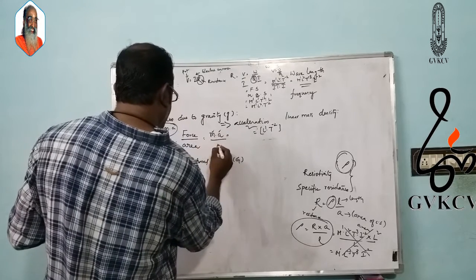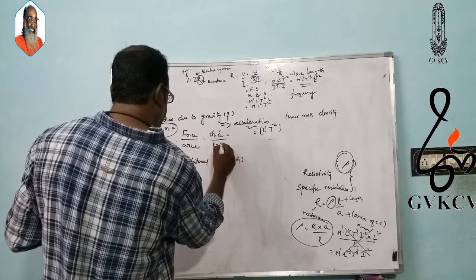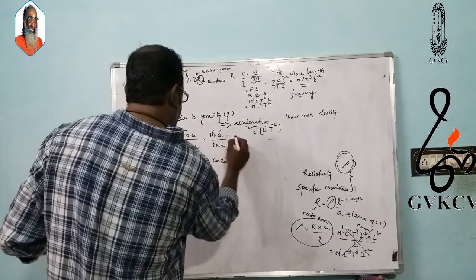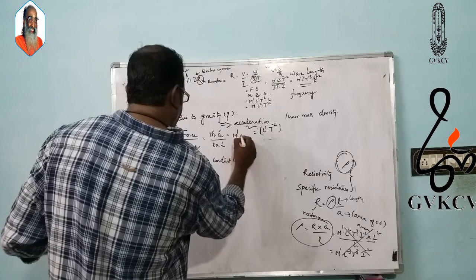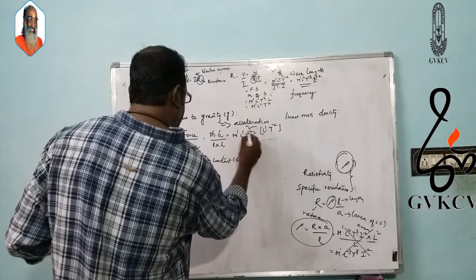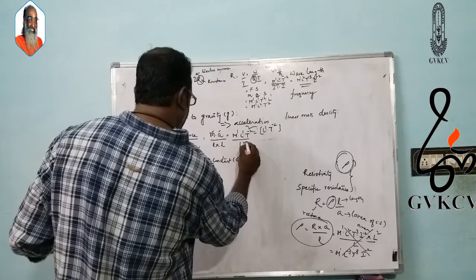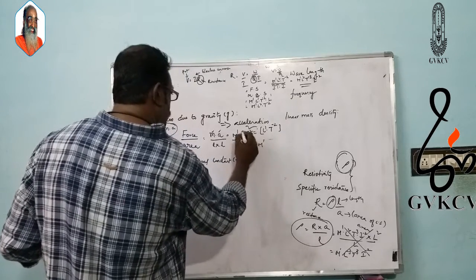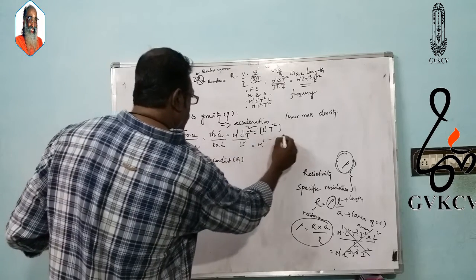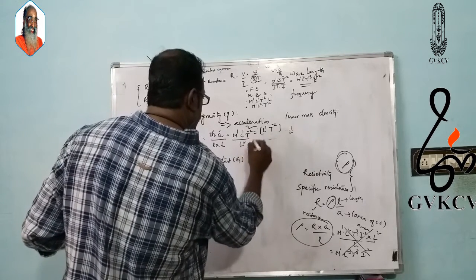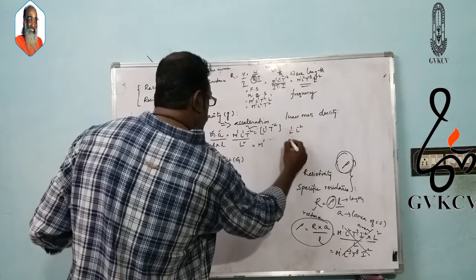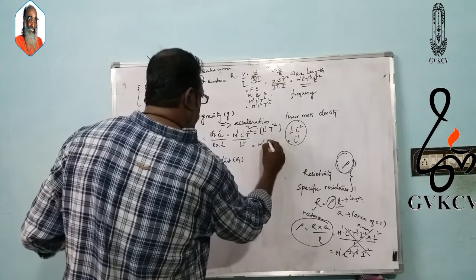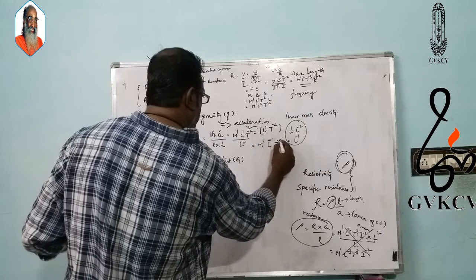Then the area. Area means length into breadth, that is length into length. Breadth is also considered as a length. So now it is M1 L1 T power minus 2 and it is L square. So M1 goes to the numerator. L1 goes to the numerator, L power minus 2. So it is L to the power of minus 1. Now it is M1 L to the power of minus 1 and T power minus 2.